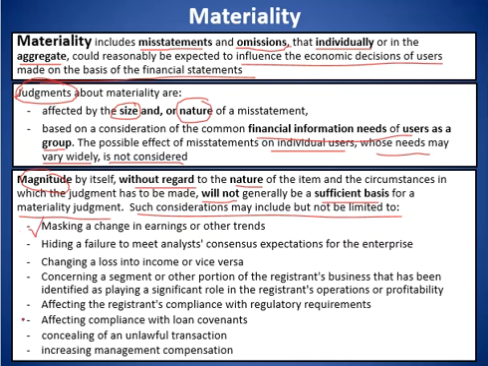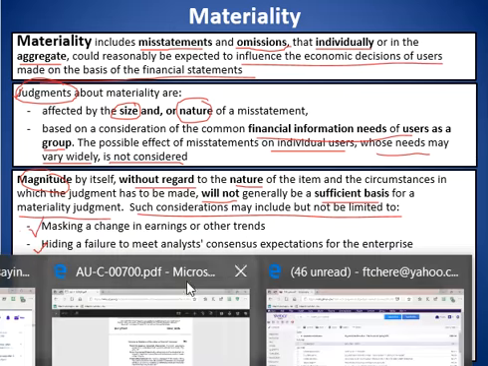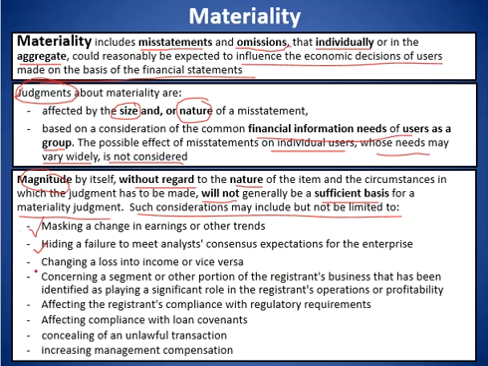Making a change in earnings or other trends. Hiding a failure to meet analysts' consensus or expectations for the enterprise. Changing a loss into income or vice versa. Concealing a segment or other portion of the registrant's business that has been identified as playing a significant role in the registrant's operations or profitability. And you probably understand that when I say the word registrant, that is a term the SEC uses for anybody who registers under the SEC. This is also equally applicable to a non-registered client under the AICPA standards, the AUCs.